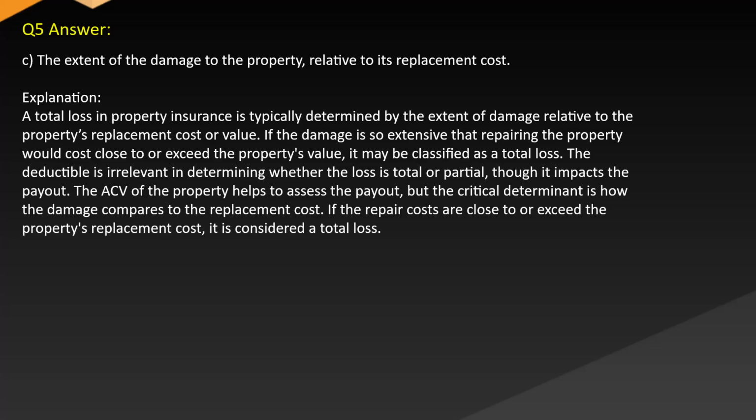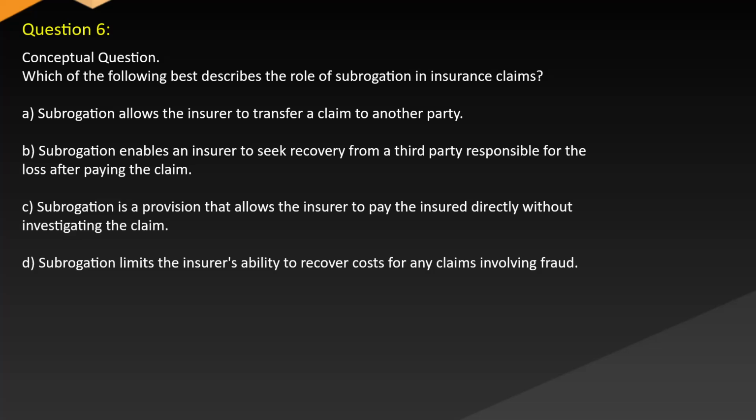Explanation: a total loss in property insurance is typically determined by the extent of damage relative to the property's replacement cost or value. If the damage is so extensive that repairing the property would cost close to or exceed the property's value, it may be classified as a total loss. The deductible is irrelevant in determining whether the loss is total or partial, though it impacts the payout. The ACV of the property helps to assess the payout, but the critical determinant is how the damage compares to the replacement cost. If the repair costs are close to or exceed the property's replacement cost, it is considered a total loss.